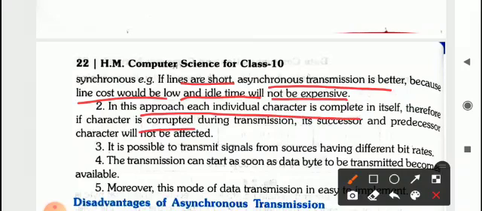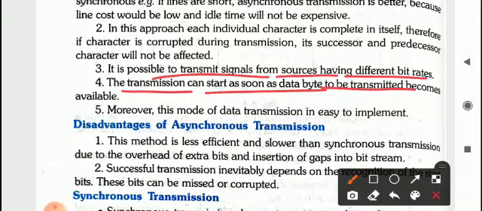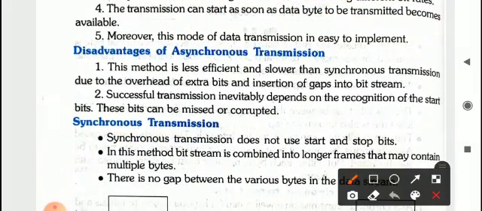So if a character is corrupted during the transmission, its successor and predecessor characters will not be affected. Next, it is possible to transmit signals from sources having different bit rates. The transmission can start as soon as the data byte to be transmitted becomes available. And what are its disadvantages?